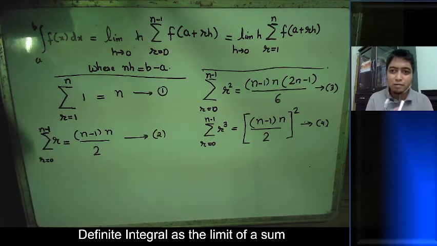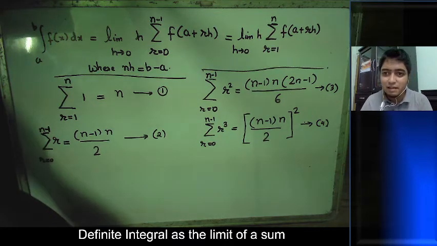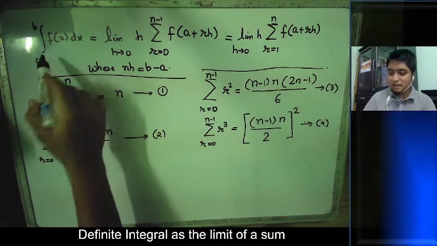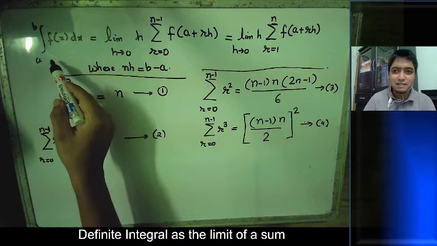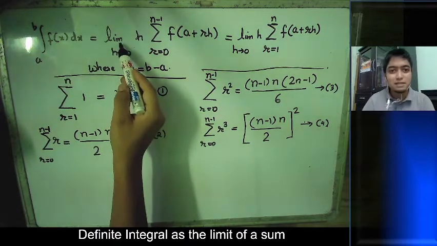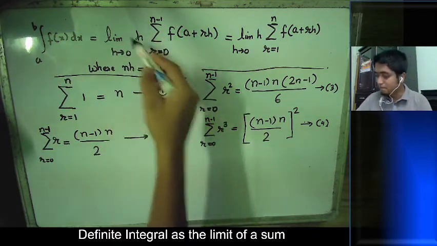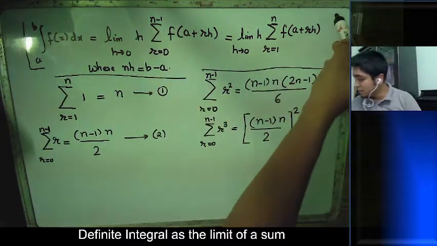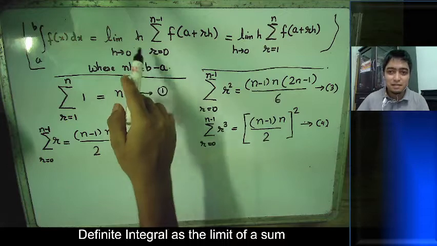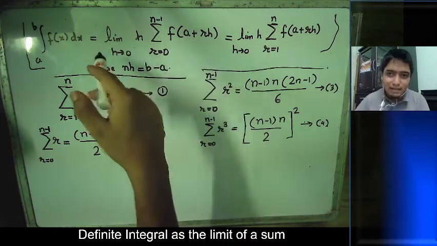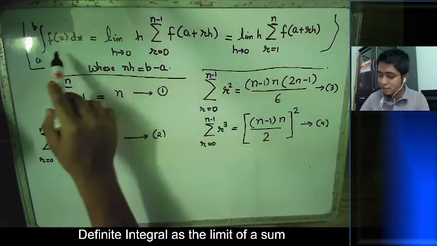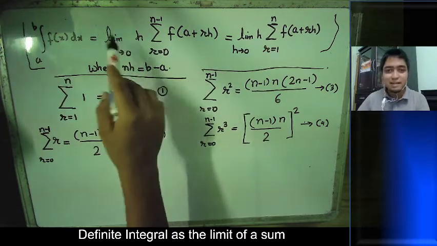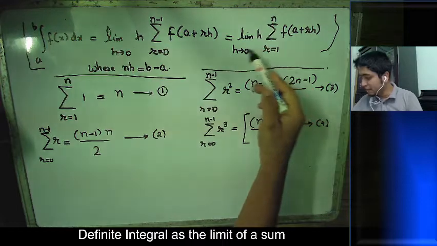Hello, today we are going to learn about the definite integral as the limit of a sum. So we had discussed that if the definite integral exists, then it can be expressed as a limit of a sum. So the definite integral can be written in this way, okay? You can take this as a formula where we are expressing the definite integral as the limit of a sum. You can write it in this way or you can write it in this way.